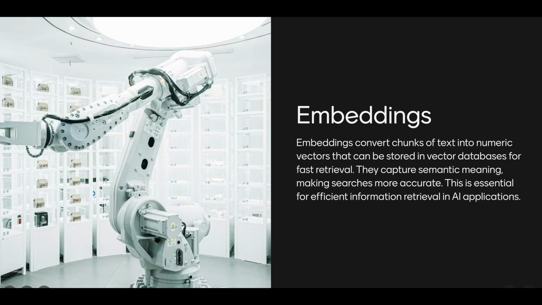Next is embeddings. After splitting the text, we are converting the chunks of text into numerical vectors that can be stored in a vector database for faster retrieval. Why are we using embeddings? A vector database works faster with numbers rather than text. Embeddings capture the semantic meaning, making the search more accurate.